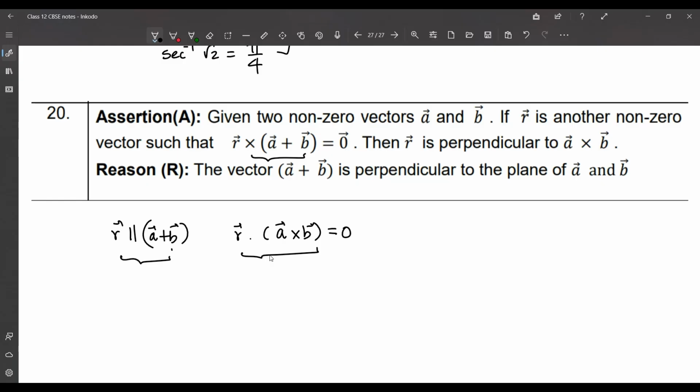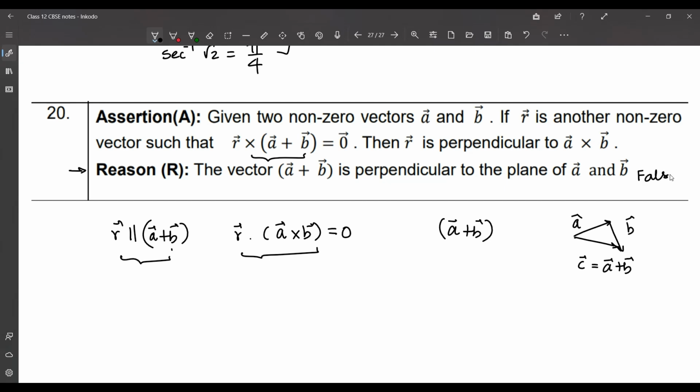Okay. This may be true or may not be true. Look at the reason here. The vector A plus B can still be lying on the same plane. It need not be perpendicular. It is not perpendicular to the plane containing A and B. So A vector and B vector, the C vector would be this. This is C vector, which is A plus B. They're all still lying on the same plane. So this reason is surely false.